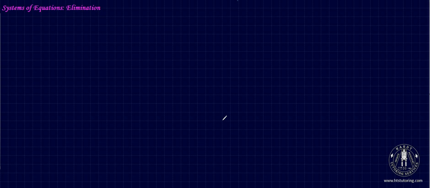The last method of solving systems of equations is by elimination. So we do elimination by adding or subtracting the two equations in order to eliminate a variable, or get rid of a variable. So we're going to go over a couple of different examples of how we can do that and how we can solve these.